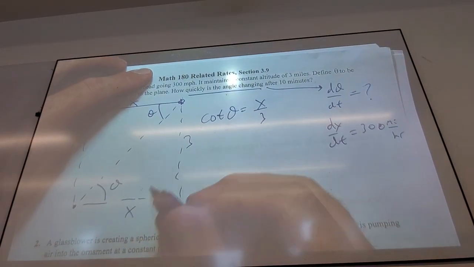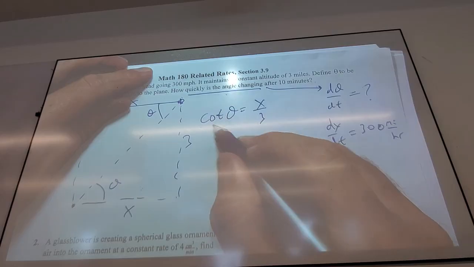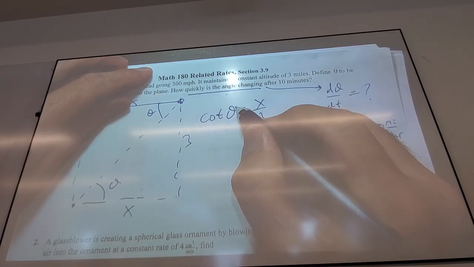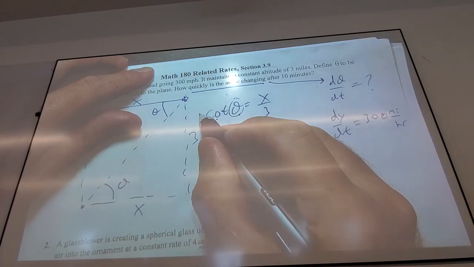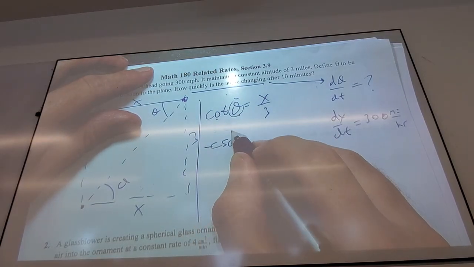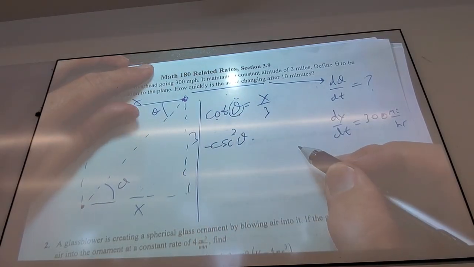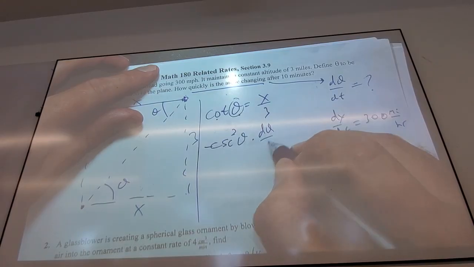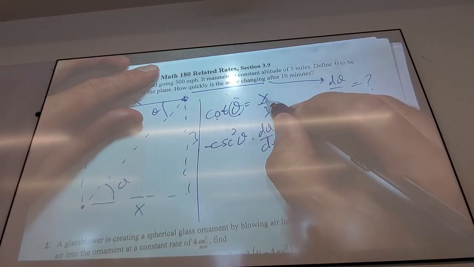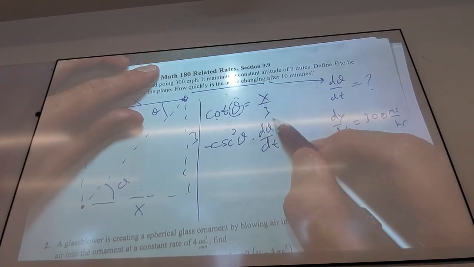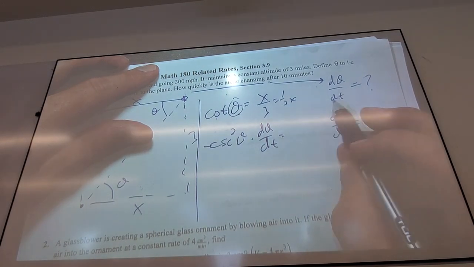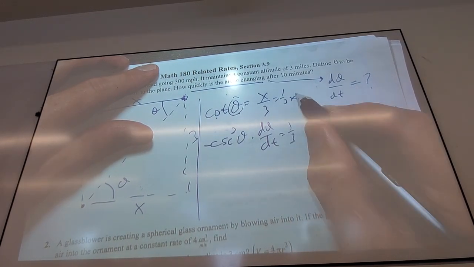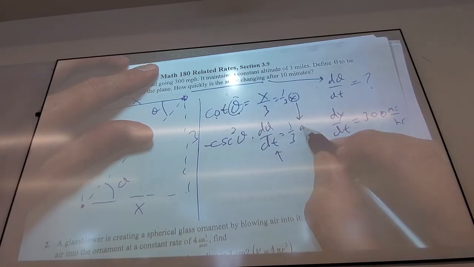So, what is the derivative of this? Understanding this is a function of time. What's the derivative of cotangent of stuff? Negative cosecant squared stuff times derivative of stuff. Now, real quick, this is 1/3 x. Yes, people always freak out about this, but this is 1/3 x. Is that cool? What's the derivative of 1/3 x? 1/3 dx/dt.